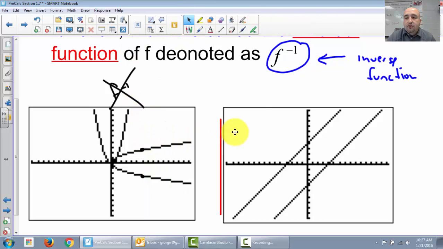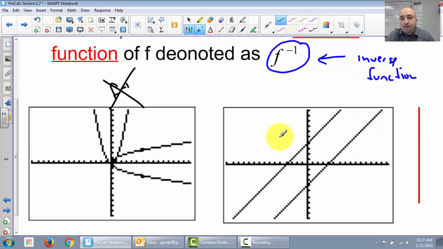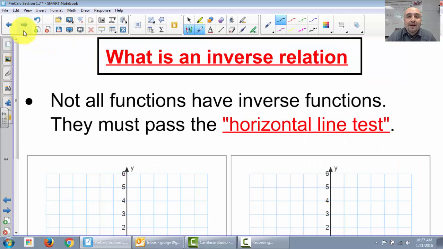All right, so let's look at the second one. So this top line passes the vertical line test. It never touches more than once. Does the bottom line do the same thing? Yes. So this first line is our function. The second line would be called our inverse function because they're both functions. So does it pass the vertical line test on both of them? Yes. All right. Not all functions have inverse functions.